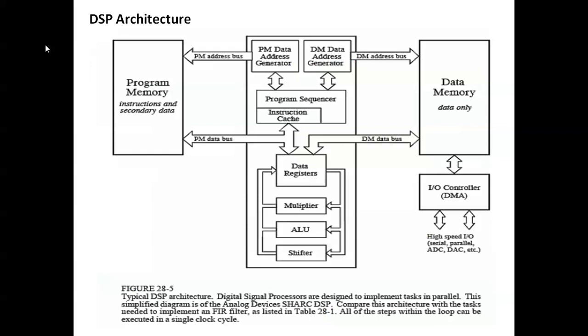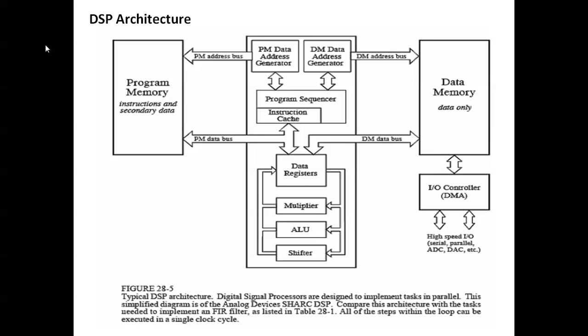Then DSP architecture memory. So the interconnection between the secondary instruction and the secondary data, that's the program memory. So the DSP architecture contains the PM data address generator, DM data address generator, and data memory, input output controller, and program sequencer, instruction cache, and data register, multiplier, and ALU and shifter.